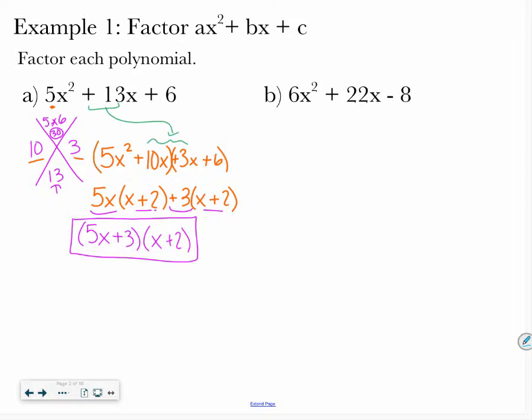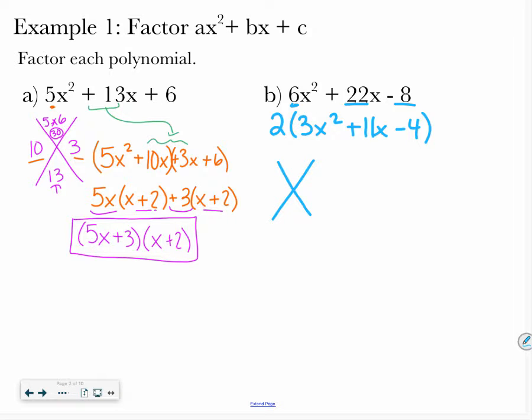So let's take a look at our second one. I start by looking, I have 6x squared plus 22x minus 8. That should immediately set off alarms in my head, thinking these are all even numbers. What can I pull out? If I take a 2 out of each of those, I'm left with 3x squared plus 11x minus 4. Now I look at 3, 11, and 4. Nothing in common there, so I know I can now proceed to the way I'm accustomed to doing the problems.